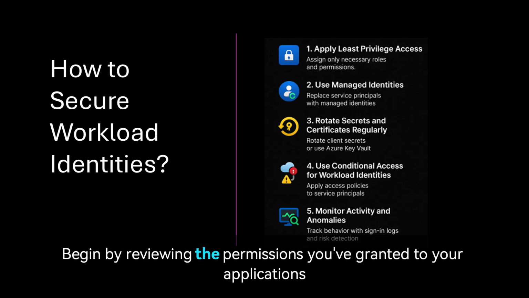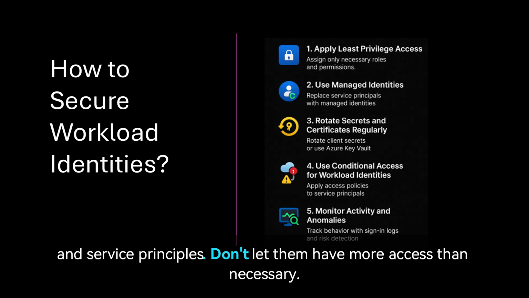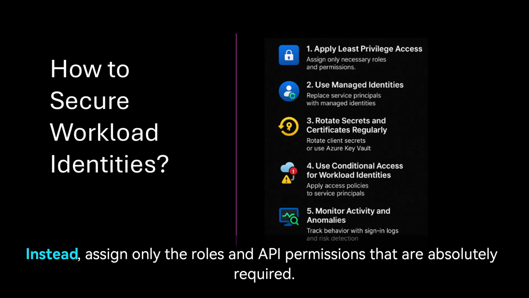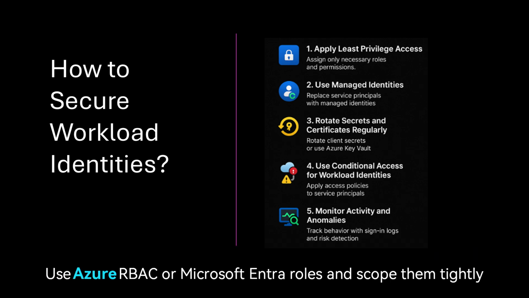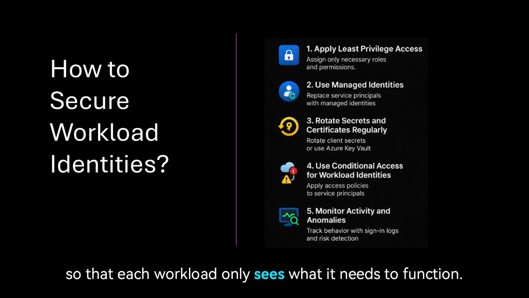Begin by reviewing the permissions you've granted to your applications and service principals. Don't let them have more access than necessary. Instead, assign only the roles and API permissions that are absolutely required. Use Azure RBAC or Microsoft Entra roles and scope them tightly so that each workload only sees what it needs to function.